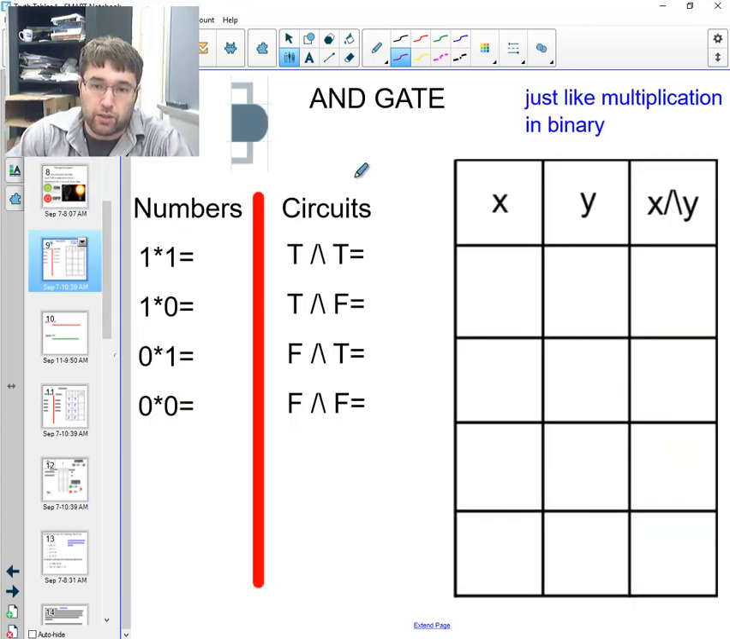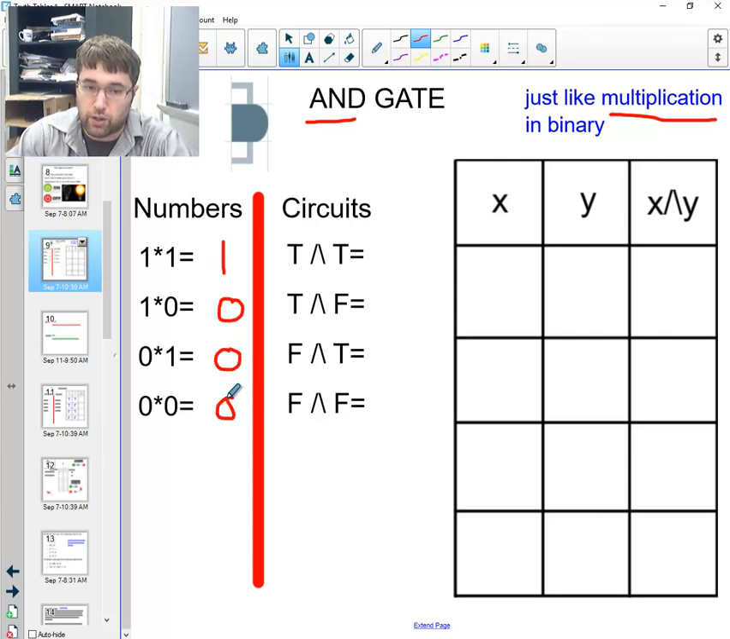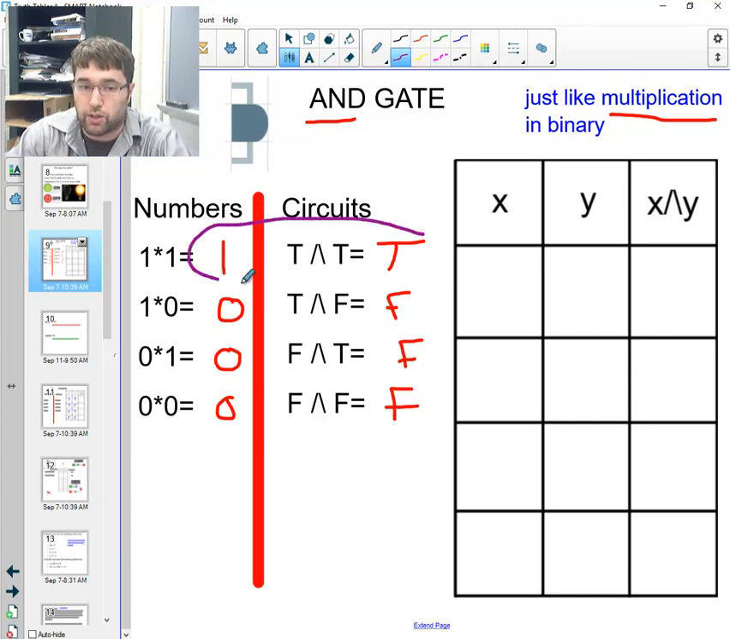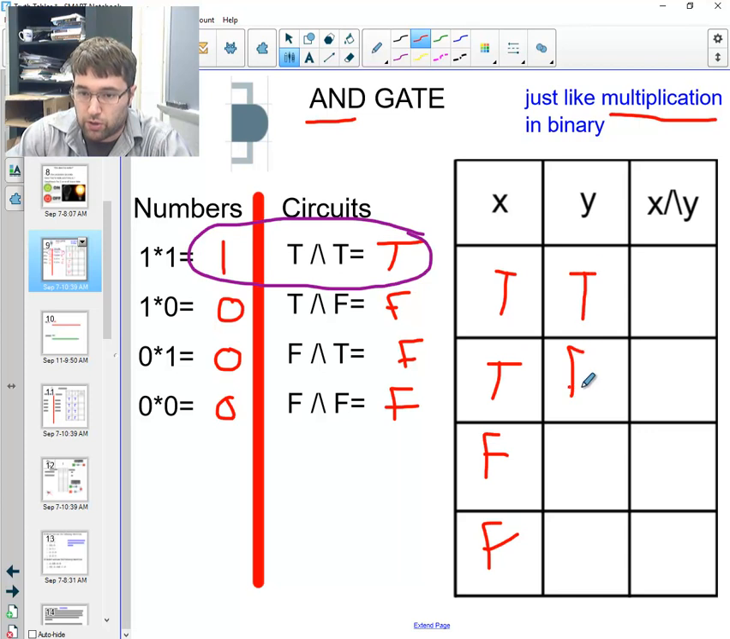So let's take a look at these gates. If we were to take a look at the AND gate, it's just like taking a look at multiplication. What's 1 times 1? 1. 1 times 0 is 0. 0 times 1 is 0. 0 times 0 is 0. Just like true and true is true, true and false is false, false and true is false, and false and false is false. You see how it lines up? So to fill in the truth table, we go true, true, false, false, true, false, true, false. True and true is true, all the rest are false.